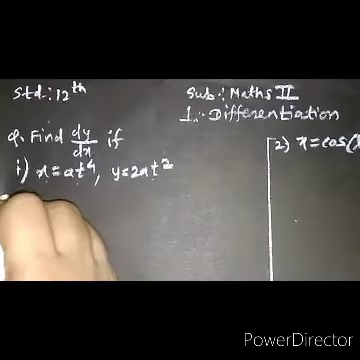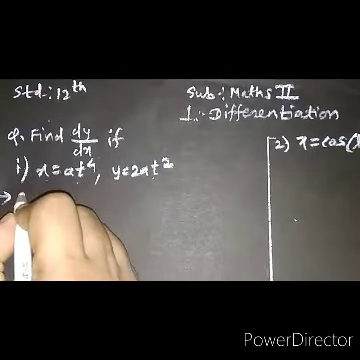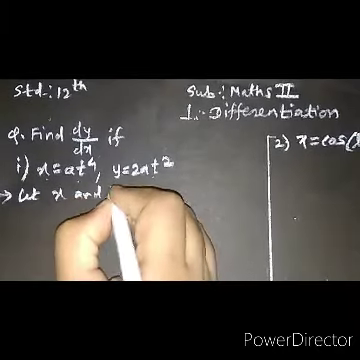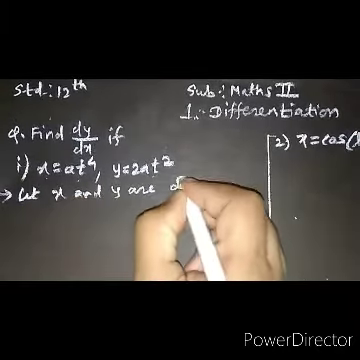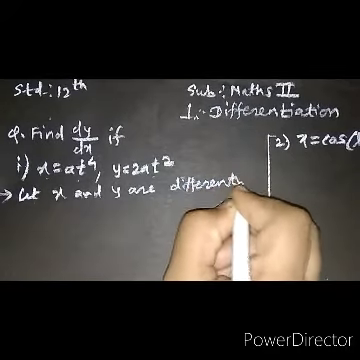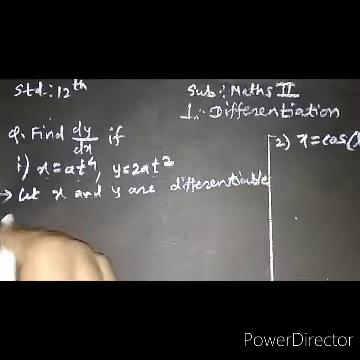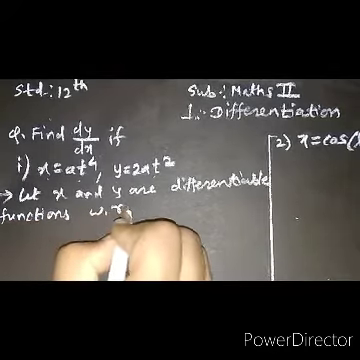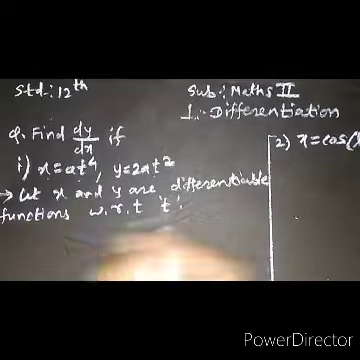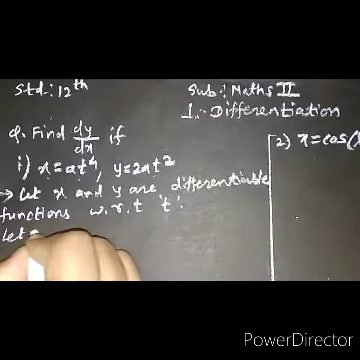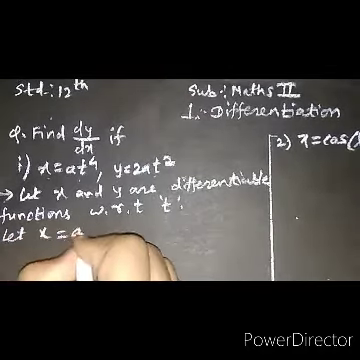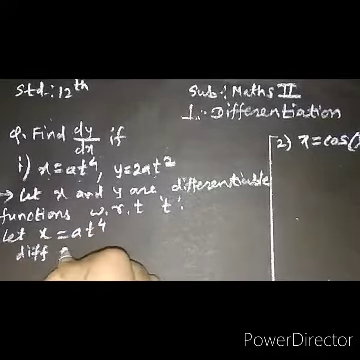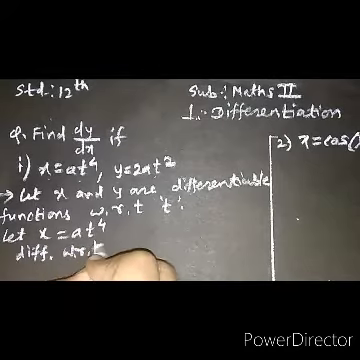So here we can consider, let x and y be differentiable functions with respect to t. So consider first x is equal to a t raised to 4. Now differentiate with respect to t.